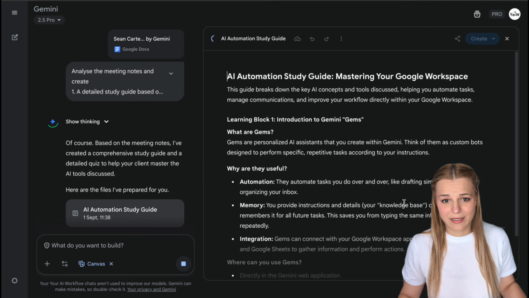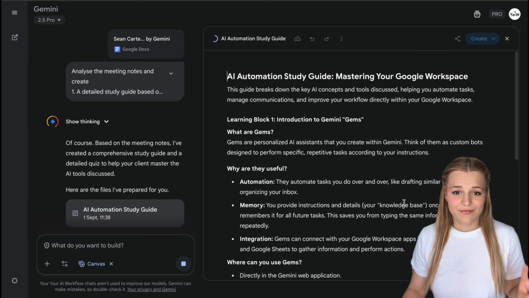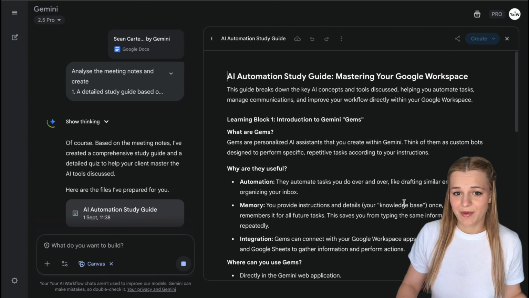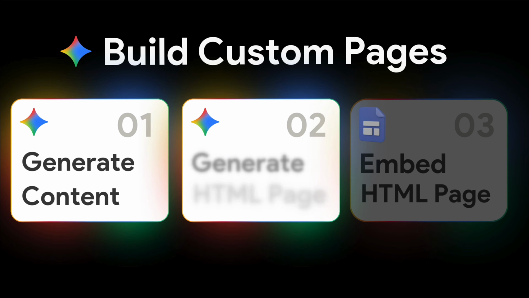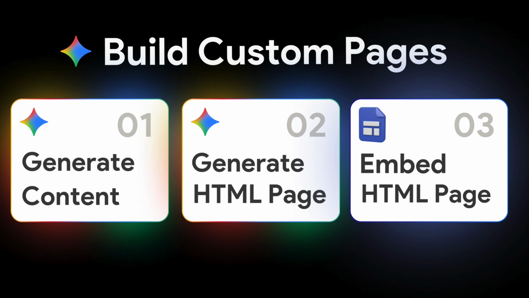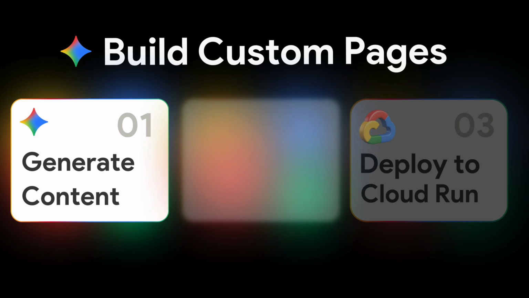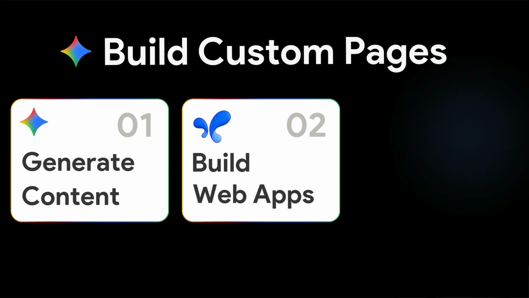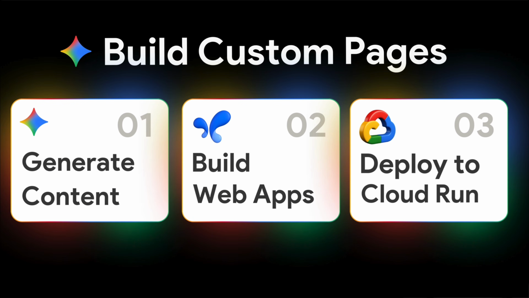Of course, this is going to be completely custom to you. Now, there are two ways to create the actual page. The first one uses Canvas and Google Sites, and it's perfect for simple pages. And the second one makes more professional advanced apps using Google AI Studio and Cloud Run. Let me quickly show you the difference.